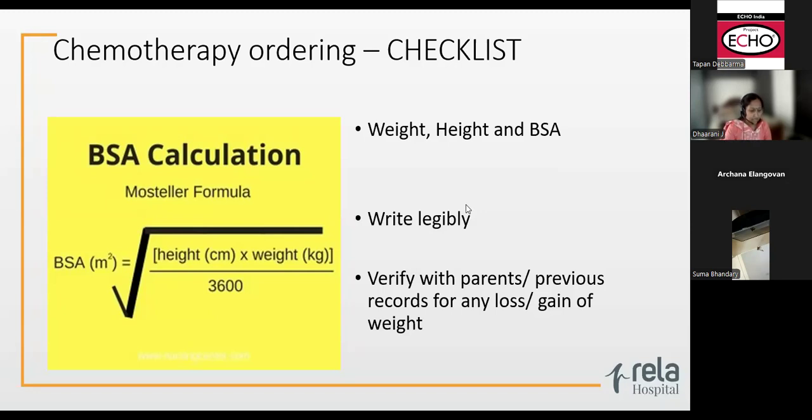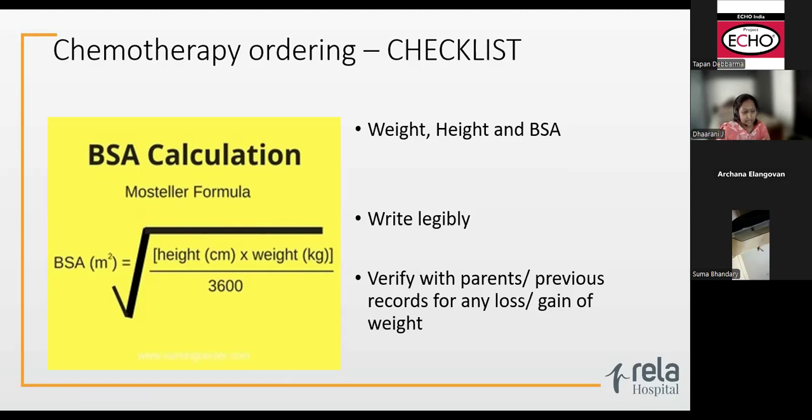So double checking the weight. And sometimes a number that we write as 1 may look like 2, so the application of common sense is very, very important. So weight, height, and calculation of body surface area using the Mosteller formula that we regularly do.